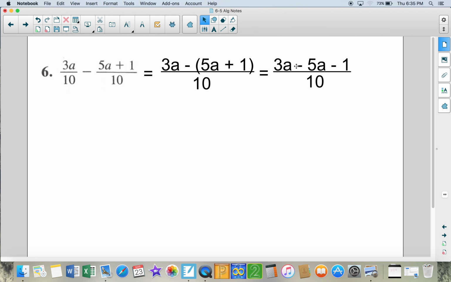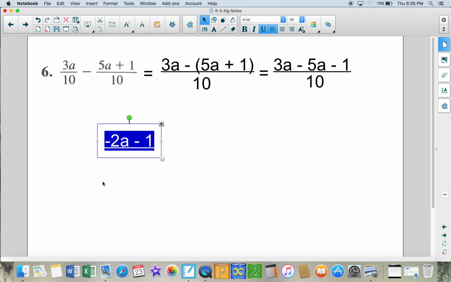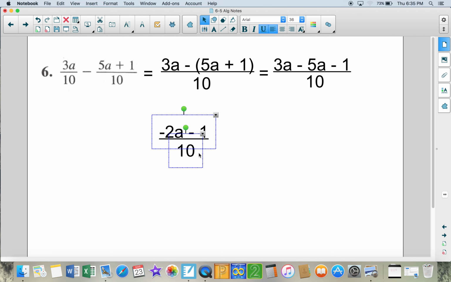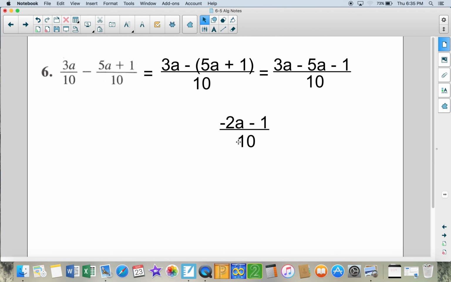3a minus 5a, those are like terms. That would give me negative 2a minus 1 over 10. And that is my answer. There's nothing I can do to simplify this. The negative 2 and the 10 cannot cancel because it's being added or subtracted to another term, another constant. So we can't cross cancel these. That's probably the most common error that students will make, is they'll try to cancel these two, but we can't because there is a term being added and subtracted to it.